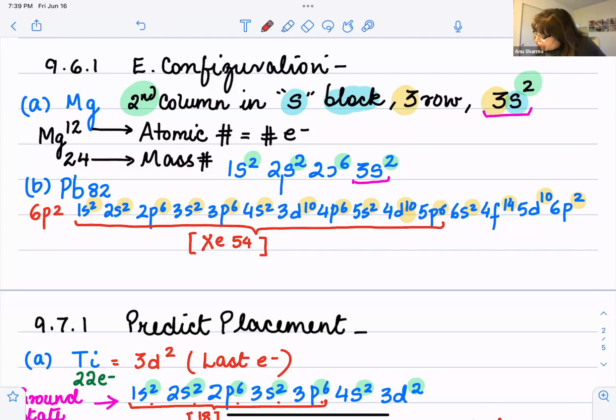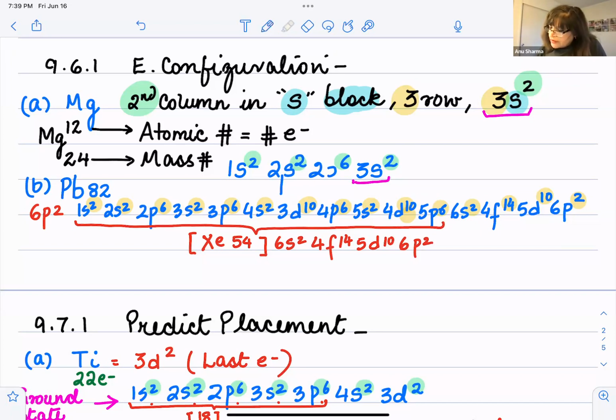So xenon is 54, and now the leftover, you're going to just write down as it is, which is 6s2. Then 4f14. You don't have to, like, it's all only the nearest noble gas, no other. So 6s2, 4f14, 5d10, and then 6p2. Okay, so leftover electrons, you put them like that.